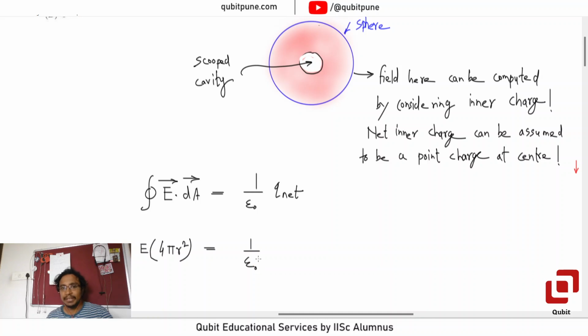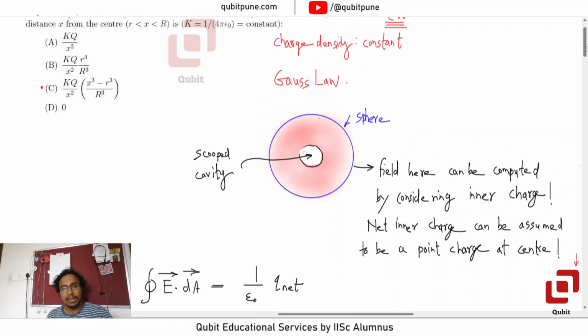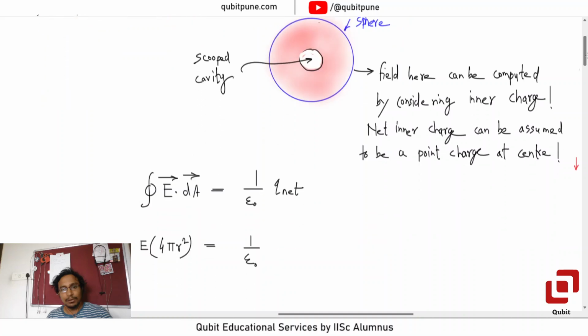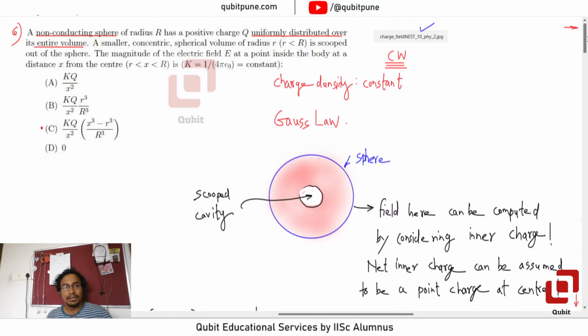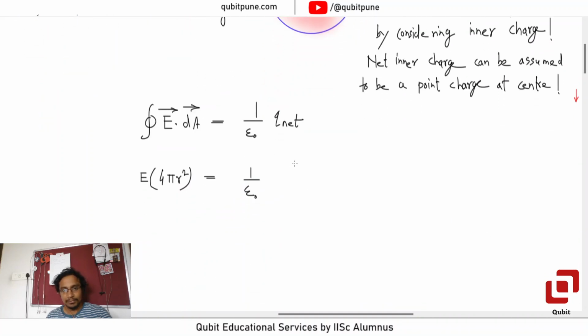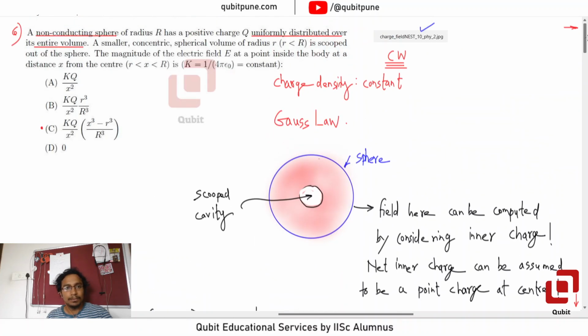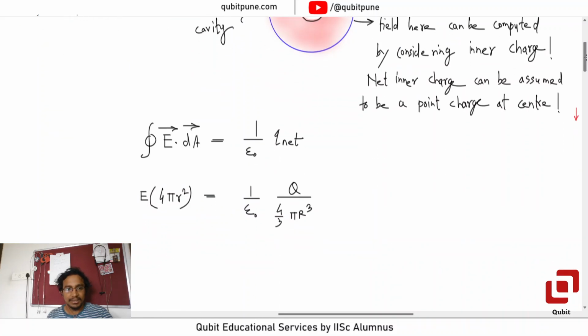Now what is q net? It is the charge density into volume. So what is the charge density? Total charge is Q, total volume is 4/3πR³. But you are scooping something. So how much of that has been scooped out? एक मिनट, यहाँ पे x लेना चाहिए, sorry, my bad. We should have taken this as x instead of r, because r is a constant here. That's the radius of the scooped sphere.